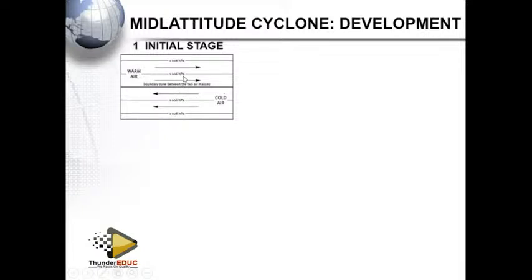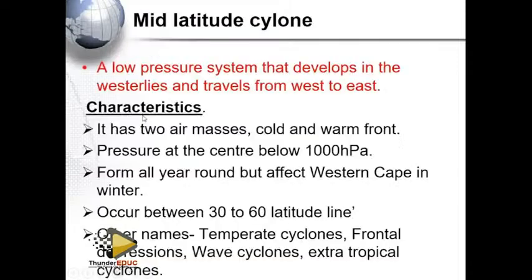But you must note that the pressure in the initial stage is still high. Because the cyclone is just starting to develop, the pressure is still above 1,000 hectopascal. That's why, close to the boundary zone that is separating the two air masses, pressure is still above 1,006 hectopascal. We quickly go back to the diagram.